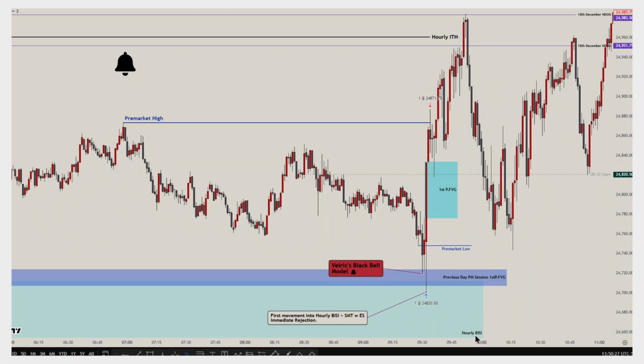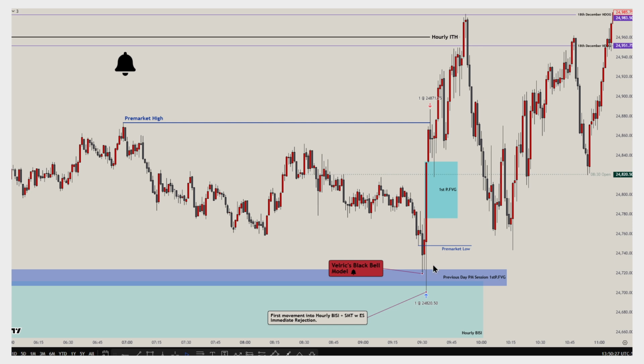So this is that same hourly BISI at the 9:30 open. You can see price comes down and takes out the pre-market low, that's this low, and that's Velric's black belt model, sign number 1. This is the previous day PM session first presented fair value gap. You do not need every first presented fair value gap on your chart. It's beneficial, in my opinion, to have at least yesterday's, or maybe even the day before yesterday's, whichever day in the recent week that you are sharing a range with. So if it's Thursday and yesterday's first presented fair value gaps are not sharing the range with today's range, but Tuesday's ones are, go ahead and use those. These are not necessary though, they're just useful little reference points and I really like them.